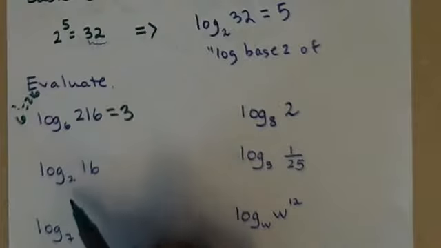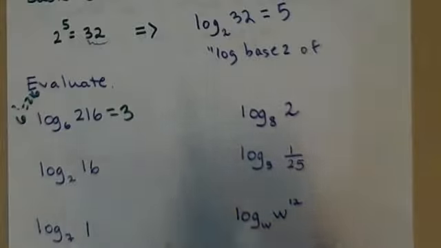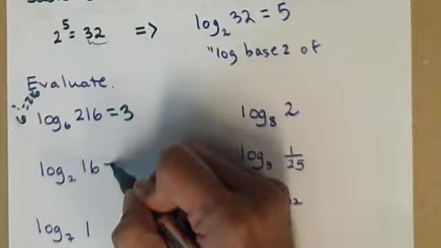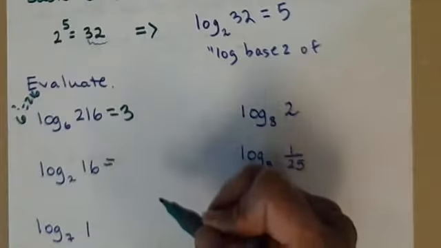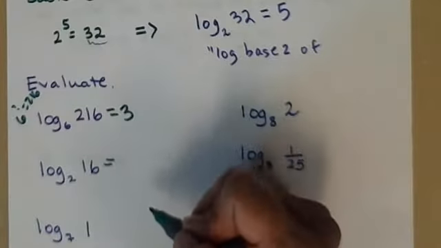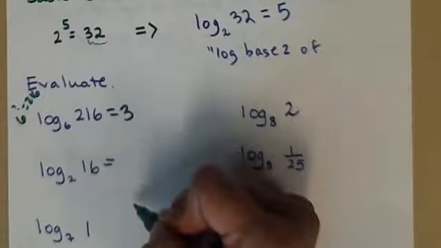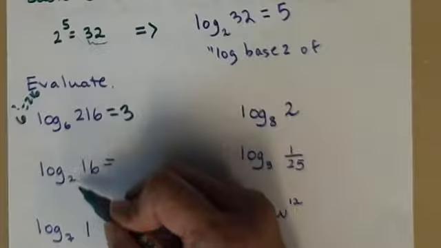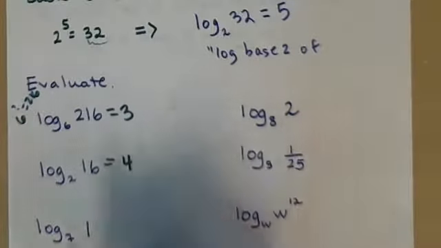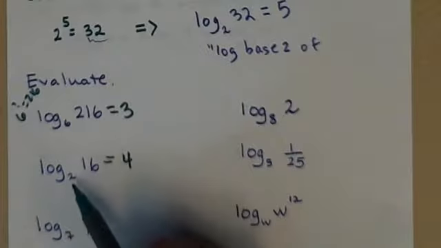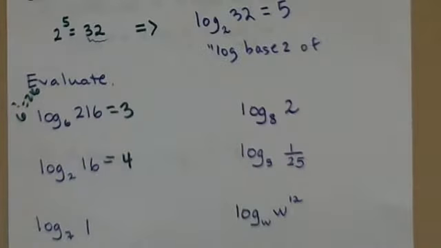Okay? If we work down, log base 2 of 16. 2 to the what gets me 16? 2 squared is 4, 2 cubed is 8, 2 to the 4th is 16, so that means this answer is 4. That's the power for the base to get me to 16. Okay, I'm going to have to speed it up or I'm never going to make it in 10 minutes.